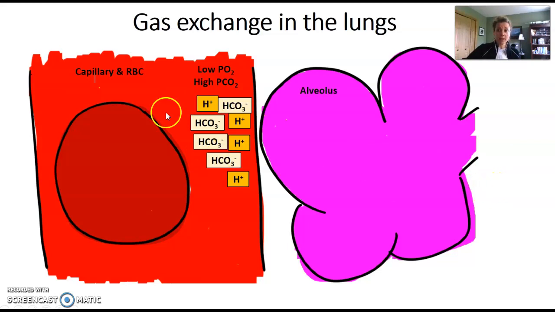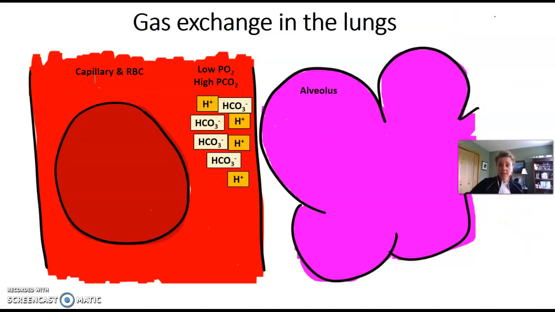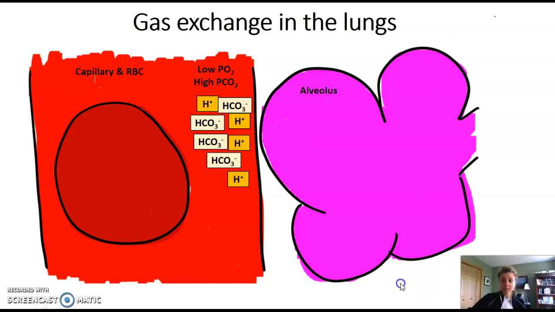So in the blood, I have a low partial pressure of oxygen and a high partial pressure of carbon dioxide, while in the alveolus, I have a high partial pressure of oxygen and a low partial pressure of carbon dioxide. Why is my partial pressure of oxygen so high? Well, because we are inhaling air from the environment, and the air that we're inhaling contains oxygen.